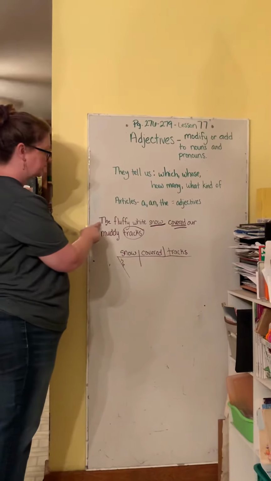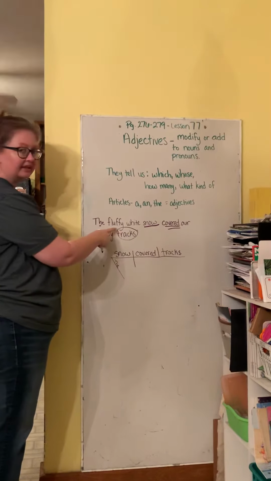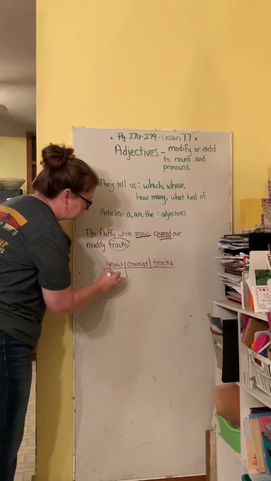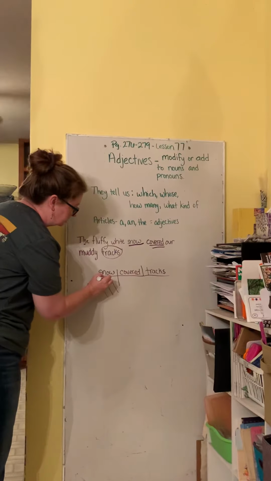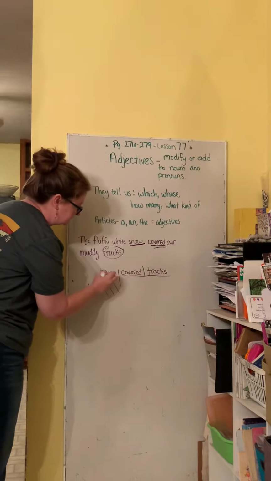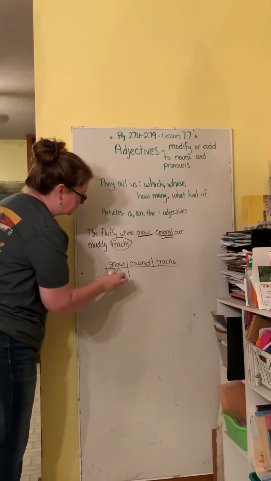Okay? What kind of snow? Well, it was fluffy and it was white. So I'm going to diagram each of those the same way under snow because it is describing or telling me more about my noun snow.